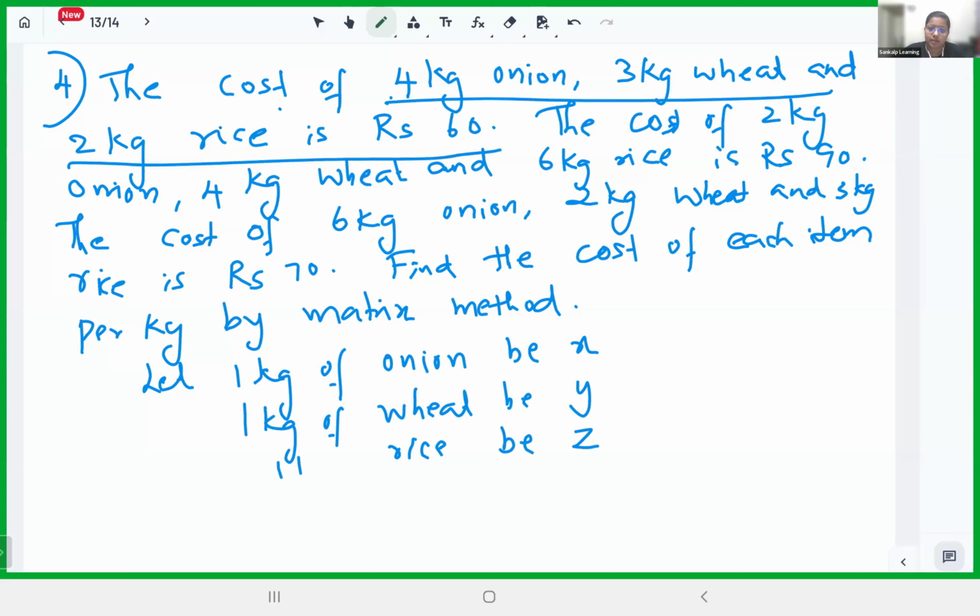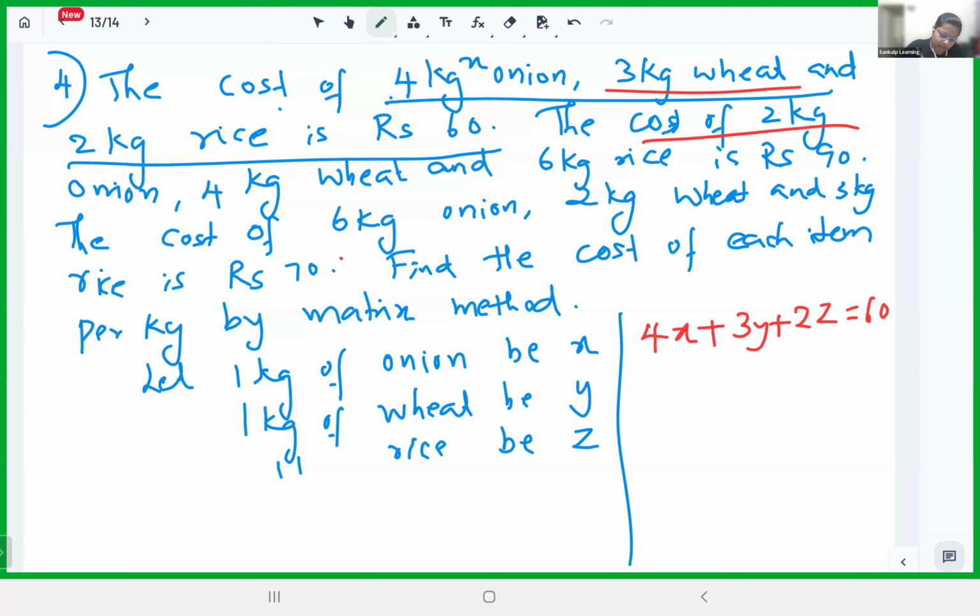They have given that 4 kg onion plus 3 kg wheat plus 2 kg rice is equal to rupees 60. So how will you do that? 1 kg onion is x, right? Which means this can be written as 4x plus 3 into 1 kg wheat is y, right? So 3y plus 2z is equal to 60.